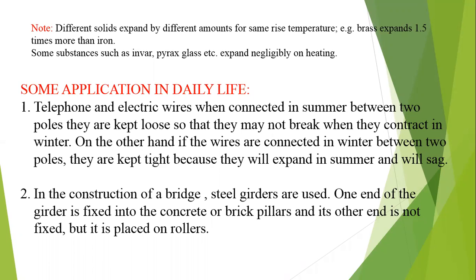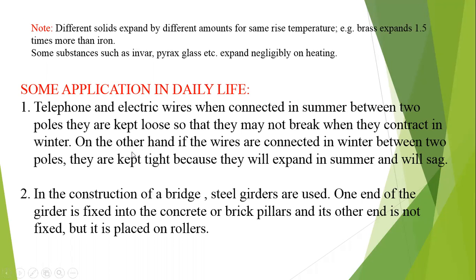Telephone and electric wires, when connected in summer between two poles, are kept loose. Why? Because they may not break when they contract in winter. On the other hand, if the wires are connected in winter between the two poles, they are kept tight. The reason is that they can expand in summer and will not sag.